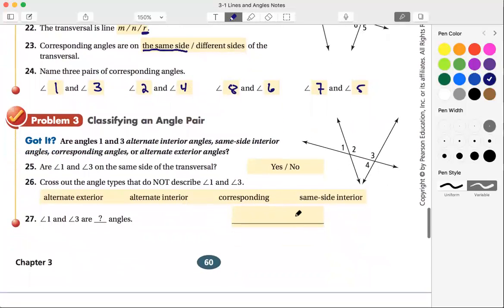So let's see if we've got it. Are angles 1 and 3 on the same side of the transversal? 1 and 3, yes, they are on the same side. Cross out the angle types that do not describe 1 and 3. Well, 1 and 3 are not both on the exterior, so they can't be alternate exterior. They're not both on the interior, so they can't be alternate interior. They're not both same side interior, so they have to be corresponding.